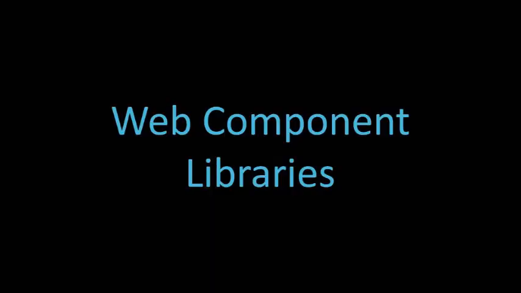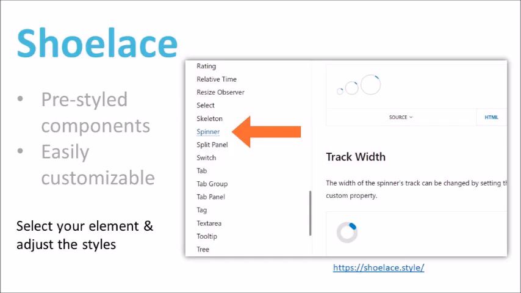Next, we have web component libraries. Shoelace is one example. So they are pre-styled components which are easily customizable. You can just select your element, add your tags, and adjust the styles.